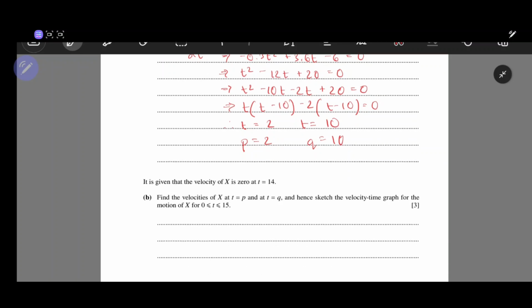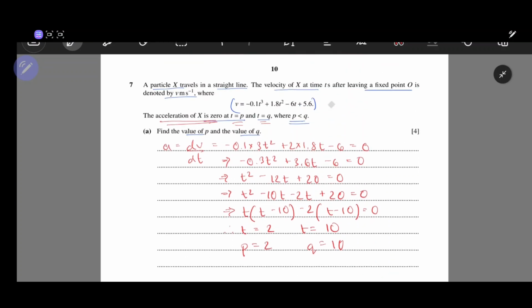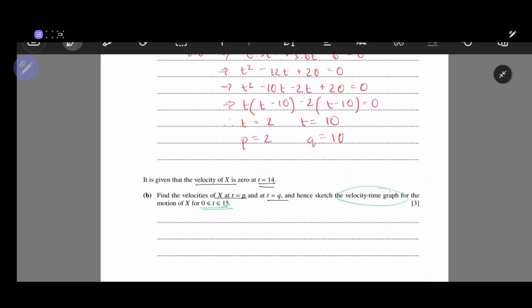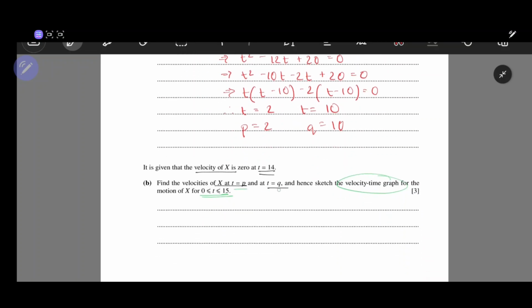Moving on, it is given that the velocity of x is 0 at t equals 14. Find the velocities of x at t equals p and t equals q. Hence, sketch the velocity time graph for the motion from 0 to 15. If we look back at the velocity equation given to us, we can already have an idea of the shape of the graph. It's a cubic equation, t cubed, and the coefficient is negative. So the shape will be downwards initially and then it will move upwards. So the shape will be like this. So we have an idea of the shape already, but let's find the velocities as they have asked us to find the velocity at p and q.